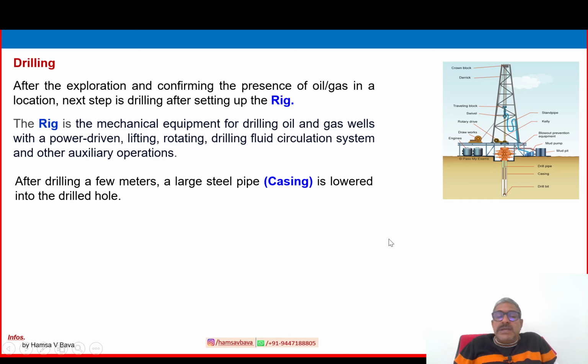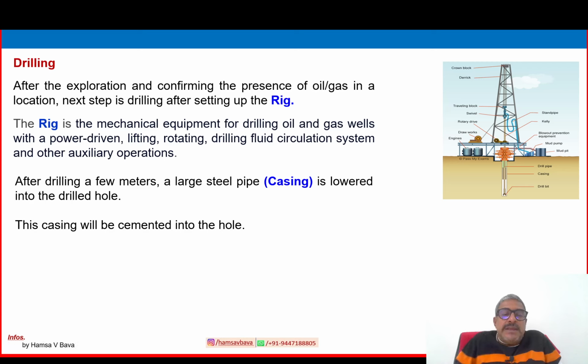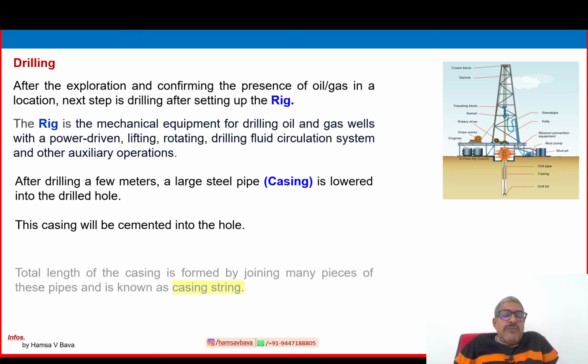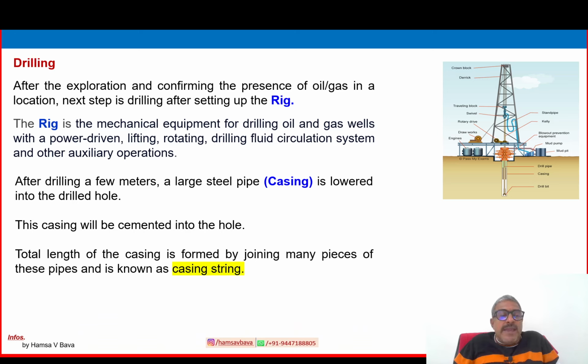The outer casing is inserted, and this casing will be cemented into the hole. Further drilling also takes place up to the necessary depth. The total length of the casing, formed by joining many pieces of this pipe, is known as the casing string. A number of pipes go down to the area where the hydrocarbon presence is available.